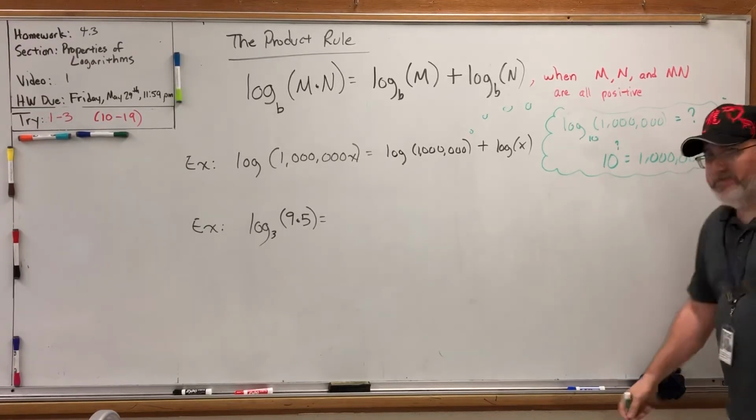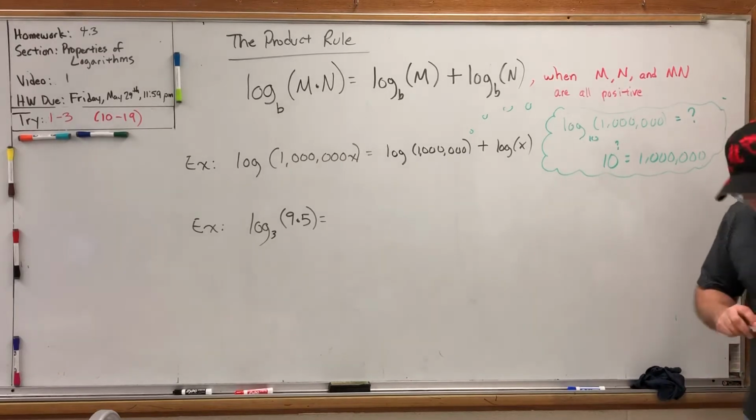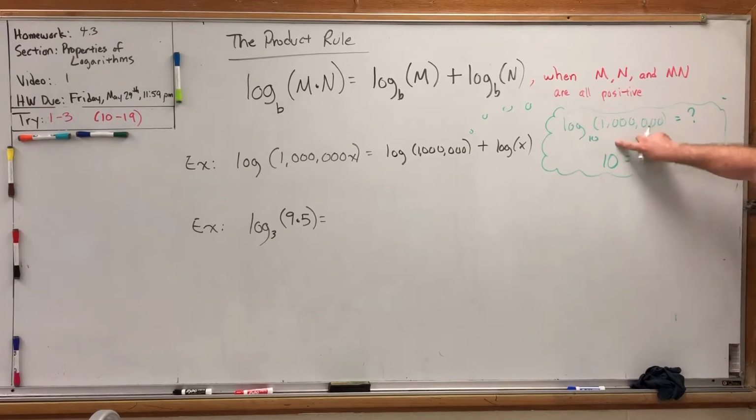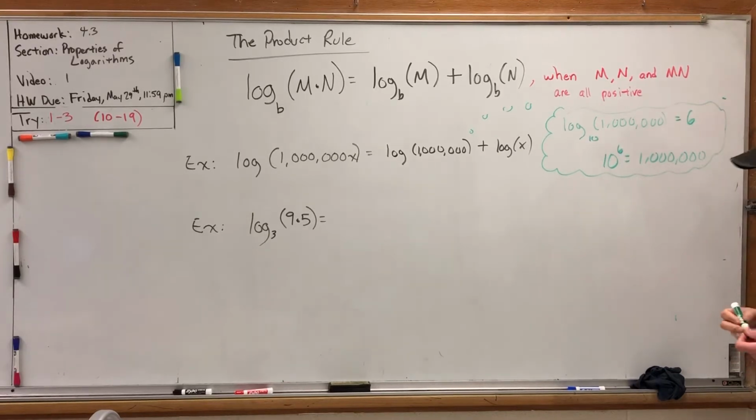Well, powers of 10 are easy to spot. A power of 10 is just a 1 with a bunch of zeros after it. So what power would it be? The number of zeros. The power that turns 10 into 1 million is 6, because 1 million has 6 zeros, which means that the log of 1 million, base 10 if you want to explicitly state it, is 6.